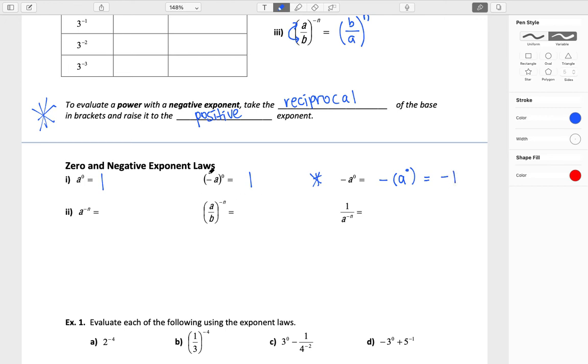On the other hand, in the second one, the negative is inside the whole bracket. So the whole thing to the power of 0 is 1. So please be careful on the test.